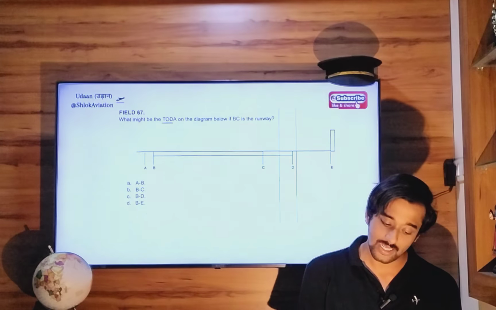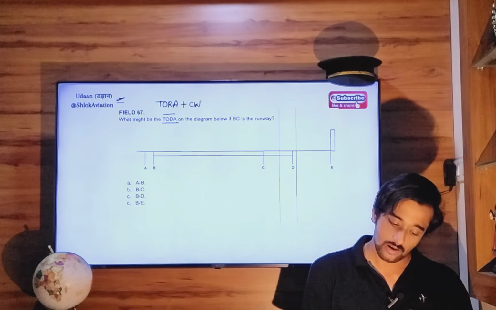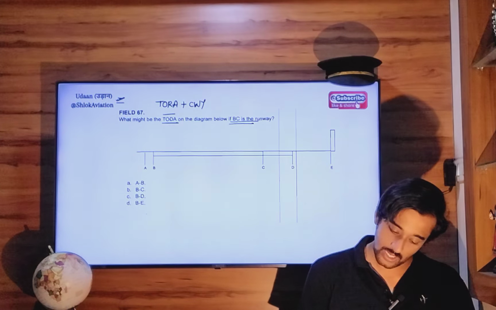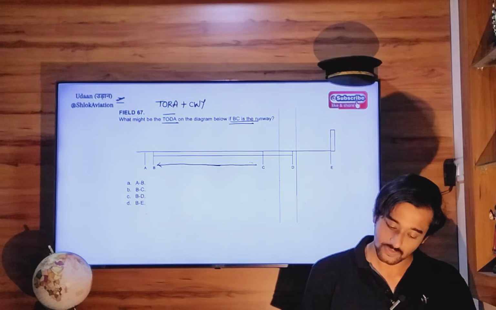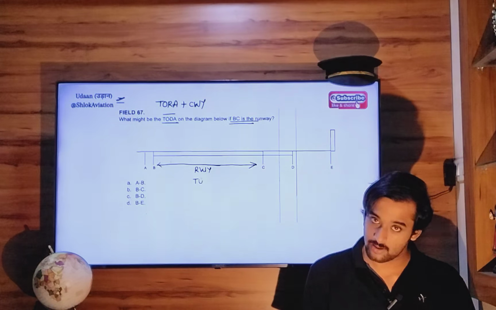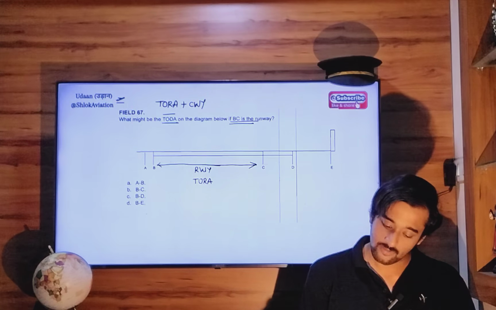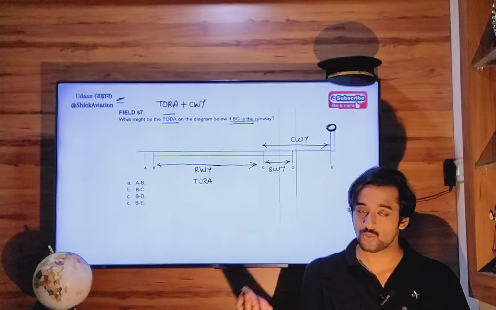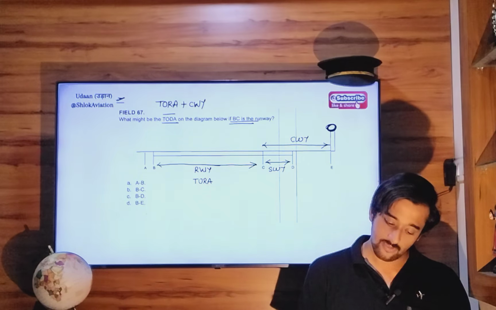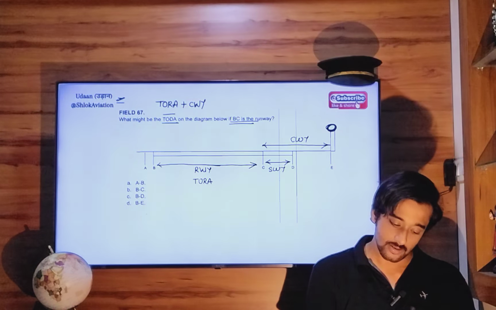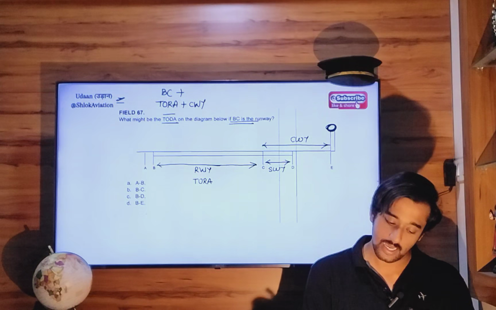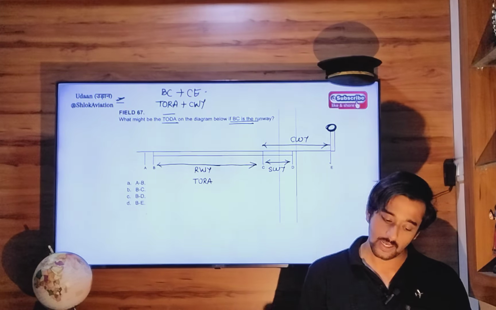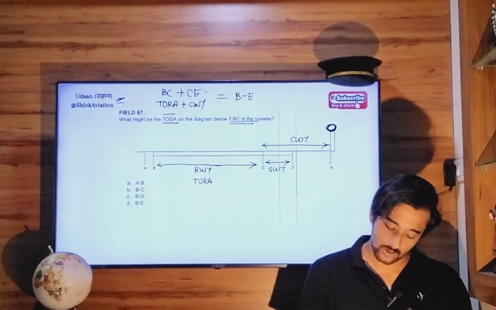67. What might be takeoff distance available? Now takeoff distance available is takeoff run available plus clearway, right? If BC is the runway, meaning it is your takeoff run available, then CD becomes your stopway. CE, Charlie Echo becomes your clearway because here is your obstacle. Clearway ends where obstacle starts. So takeoff distance available is takeoff run available BC plus clearway, which is Charlie Echo. So BC plus CE is nothing but BE, Bravo Echo. So delta.